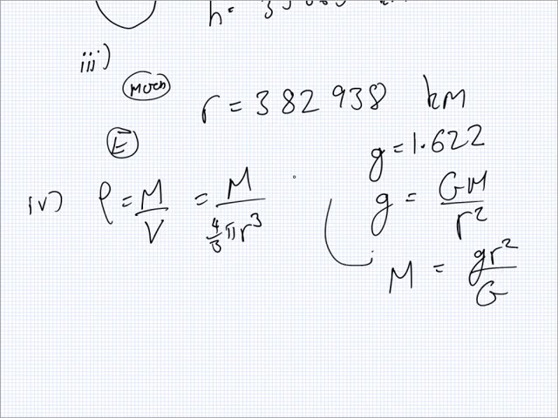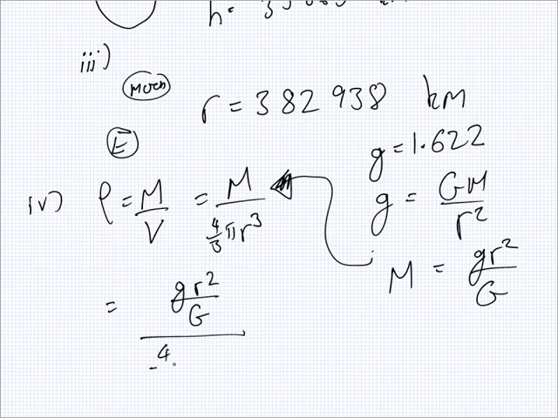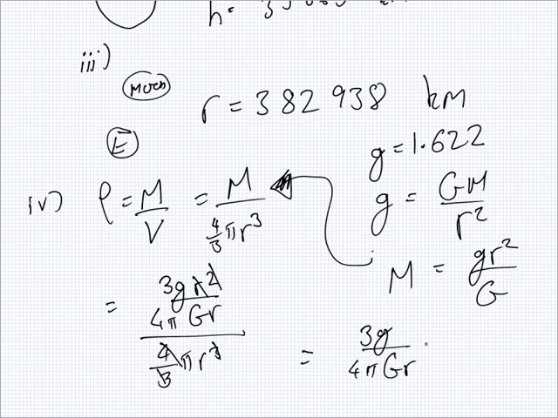So if I pop that back into my formula, I get g r squared over G, over 4 over 3 pi r cubed. Now I can do a lot of simplifying here. What can I cancel? The r squareds. So this would equal 3g, and then I can bring the 4 pi r up here. So this is 3g over 4 pi G r.